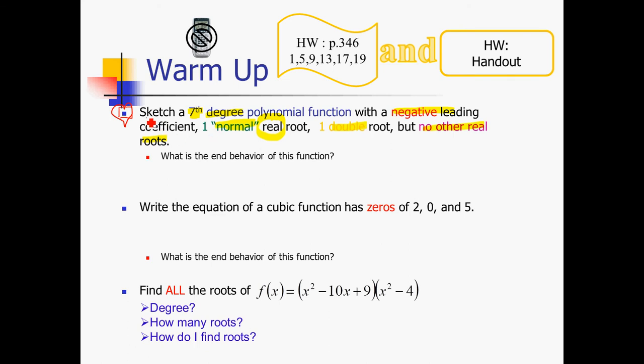a simple sketch. Now when it says sketch, it doesn't say graph. That means I don't need any labels, no numbers, no equation, just a sketch. So let me take this apart piece by piece. In other words, I'm going to factor this problem. A 7th degree polynomial means that the ends do the opposite things.